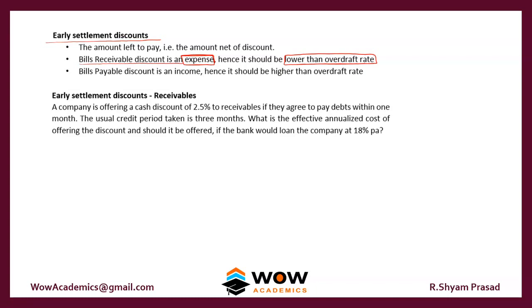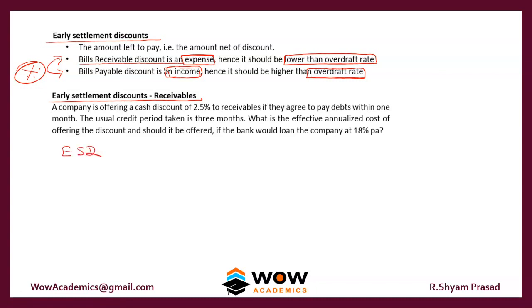In bills payable, what happens is the early settlement discount that you are going to accept from your supplier. If you pay early, you will get this early settlement discount, and that is an income for you. This income should be higher than the overdraft rate. So it's vice versa. Ensure that you understand this, because this is a very important concept for the exam. So we'll start with an early settlement discount for receivables.